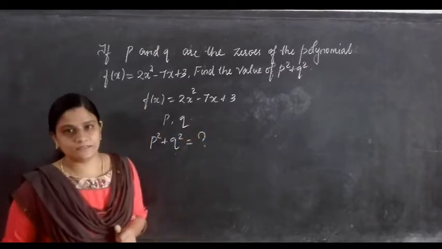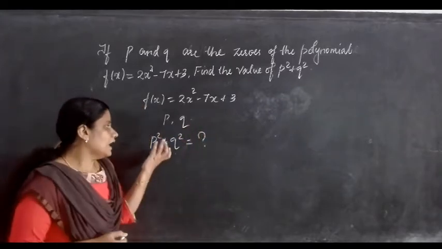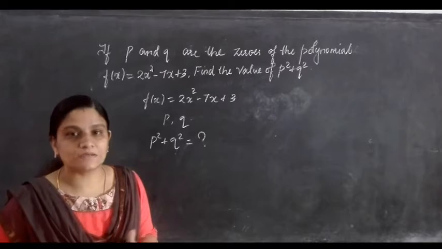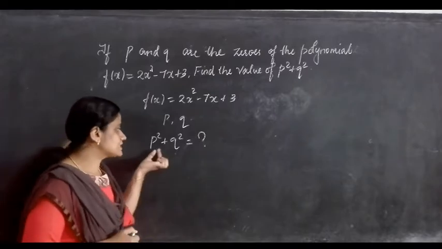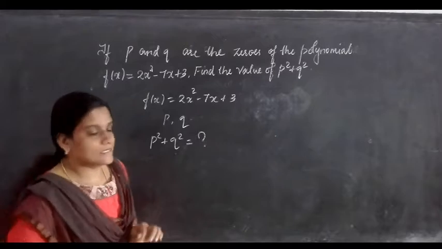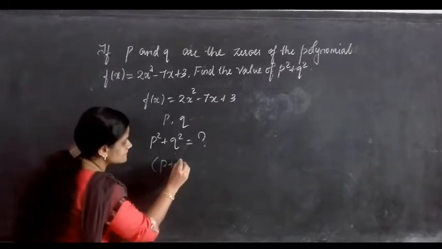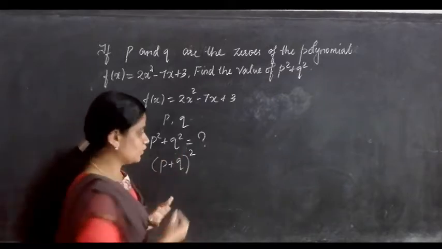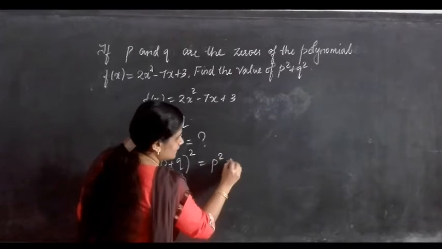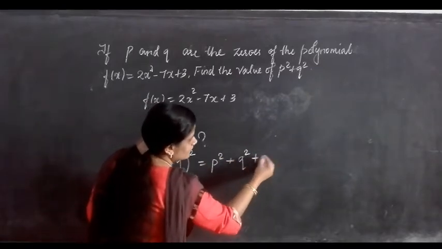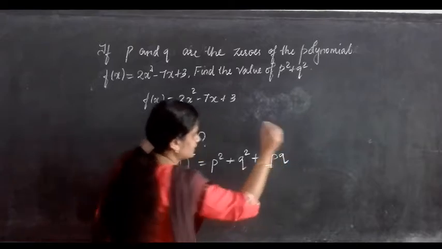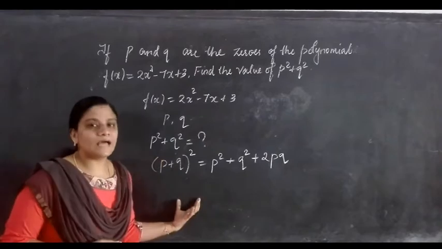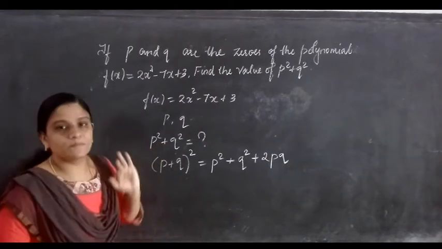So how can we find this? You just see, can we use the identity p plus q whole square? Because we have to get p square plus q square. What is that? p plus q whole square, that is a plus b whole square. You all know, what is that? a square plus b square plus 2ab. So we have applied the identity here for getting this p square plus q square.